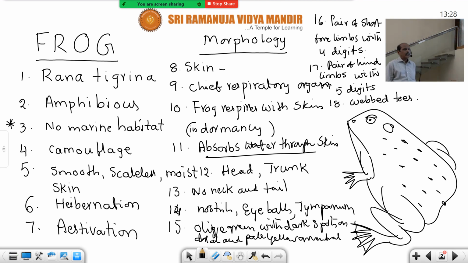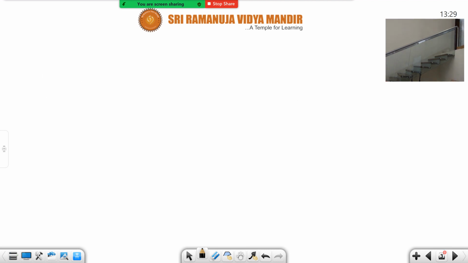The limbs of the frog carry 4 functions. One is walking, second swimming, third leaping, means jumping, and fourth burrowing. These are the 4 functions performed by the limbs of the frog. This is regarding morphological features. In the morphological features only, you can also observe the sexual dimorphism.